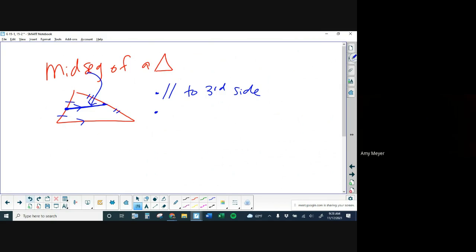The other thing that's always true about this mid-segment is it's going to be half of the third side. So write down mid-segment equals half of the third side. So if this is 10, this is not 10, it's half, it's 5.